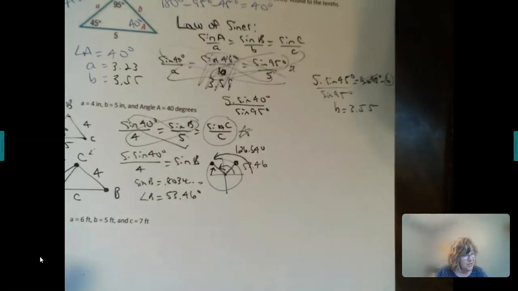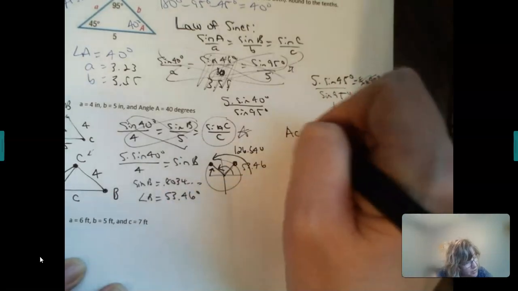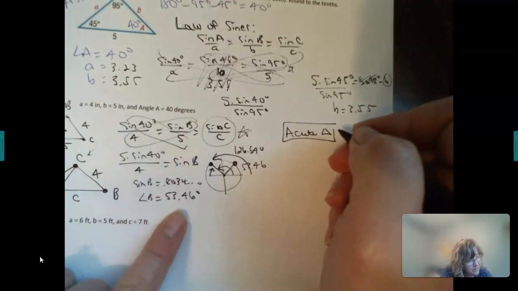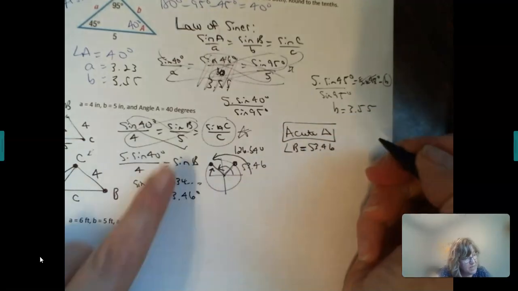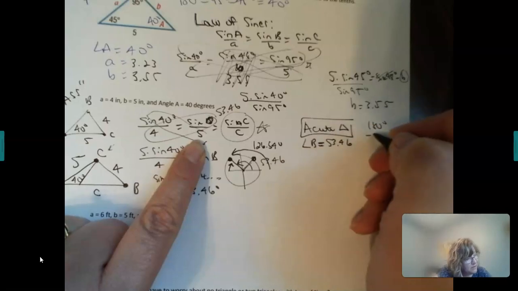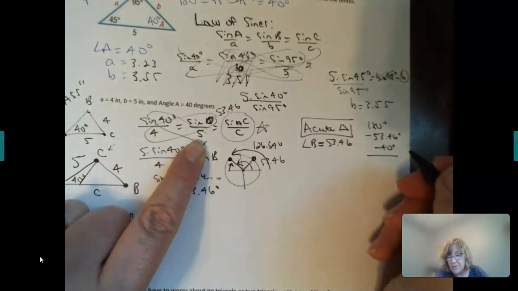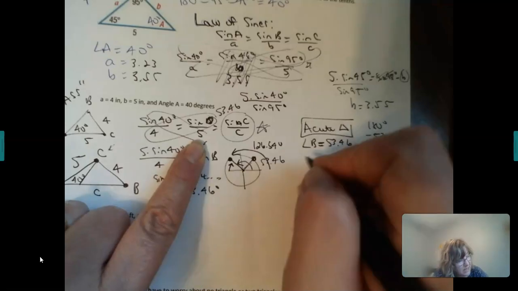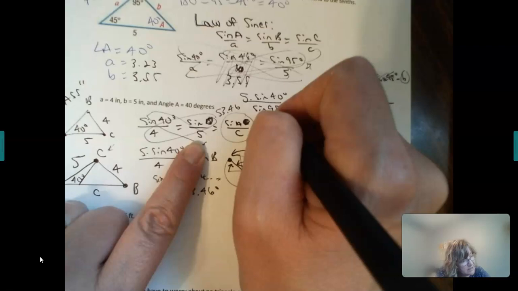All right, so let's do the first triangle. The first triangle, we'll call it the acute triangle. So what did we get for that? Angle B is about 53.46. So I'm going to put it in there. Now you have 180 degrees. Subtract the 53.46 and subtract the 40 degrees, right? And then when you do that, what did I get for that one? Angle C is 86.54 degrees. So angle C, I could put in there too, is 86.54.